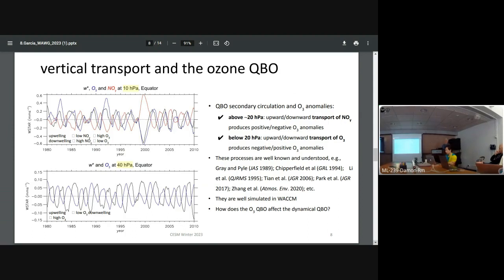In the lower stratosphere, it's the other way around because there it is dynamically controlled and you have a positive upward gradient of ozone. So you see this anti-phase correlation. This is all very well known. It's well reproduced in WACCM.